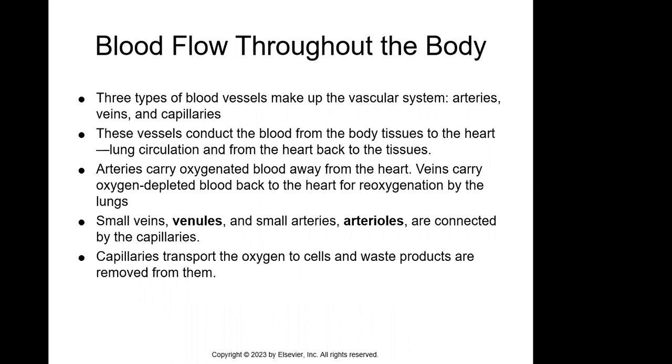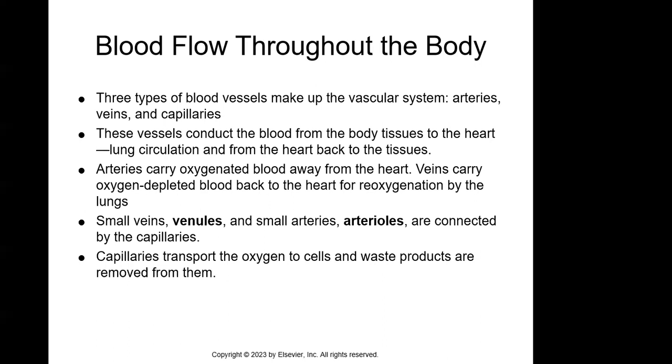Okay, so when we think about blood flow through the body, we have 3 vessels that make up the vascular system. So we have arteries, veins, and capillaries. So the arteries are responsible for transporting blood away from the heart. Usually arteries have oxygenated blood, except for the pulmonary artery, but that pulmonary artery is carrying the blood to the lungs. Now, veins, they carry oxygen-depleted or deoxygenated blood back to the heart for reoxygenation by the lungs. So when that blood is taken to the lungs, it drops off carbon dioxide and picks up oxygen.